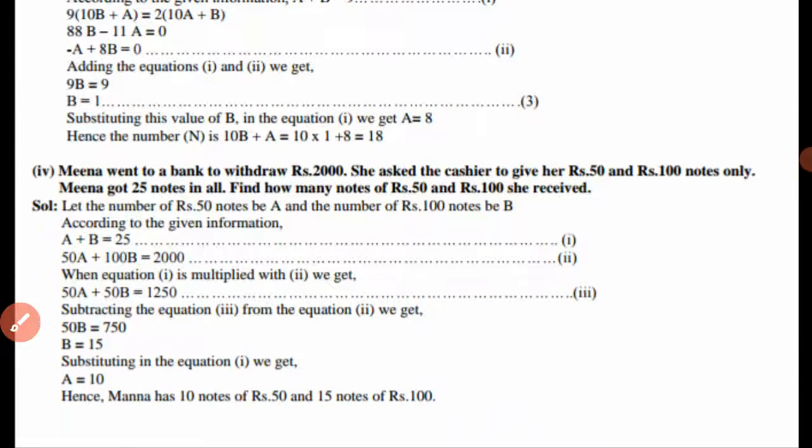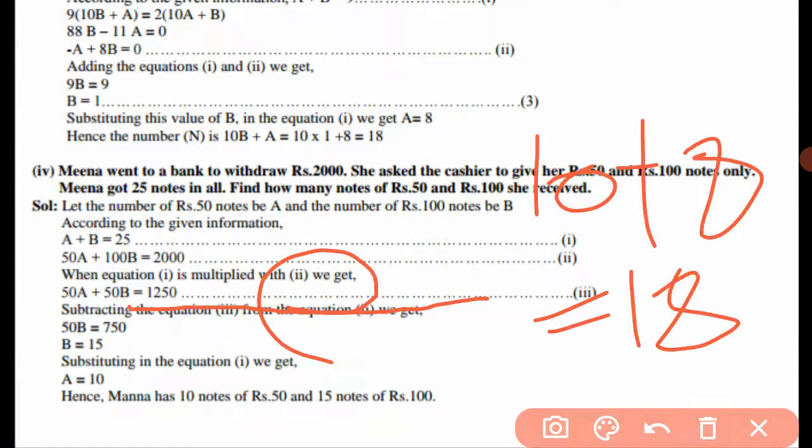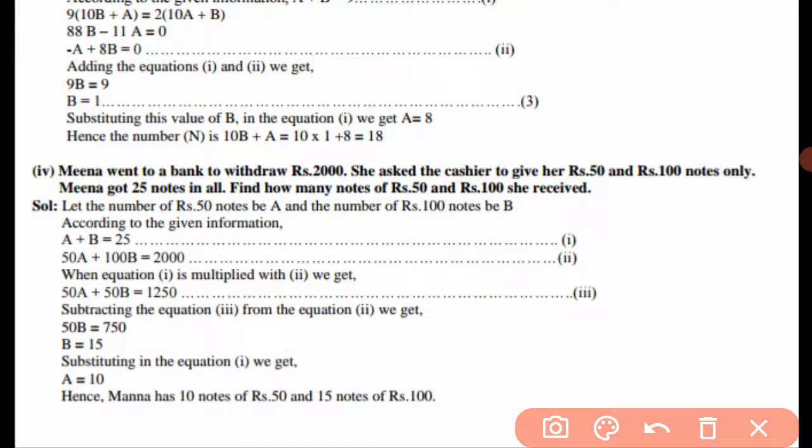Now after this, see the fourth part. In the fourth part we are given: Meena went to the bank to withdraw rupees 2000. She asked the cashier to give her rupees 50 and 100 notes only. Now Meena got 25 notes in all. Find how many notes of rupees 50 and 100 she received.